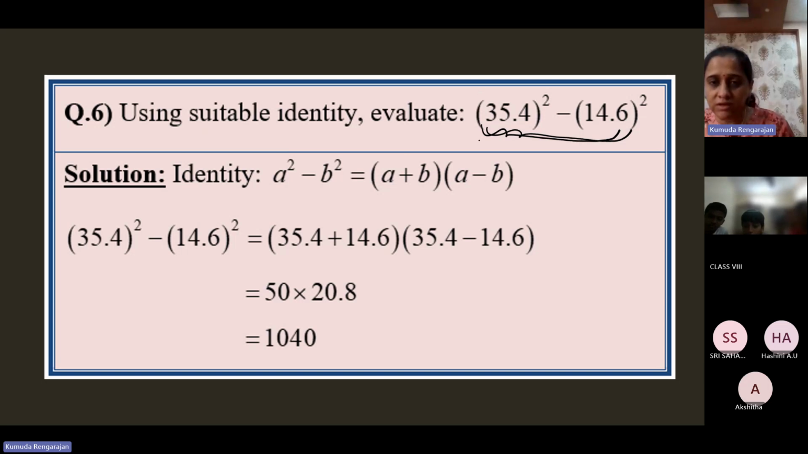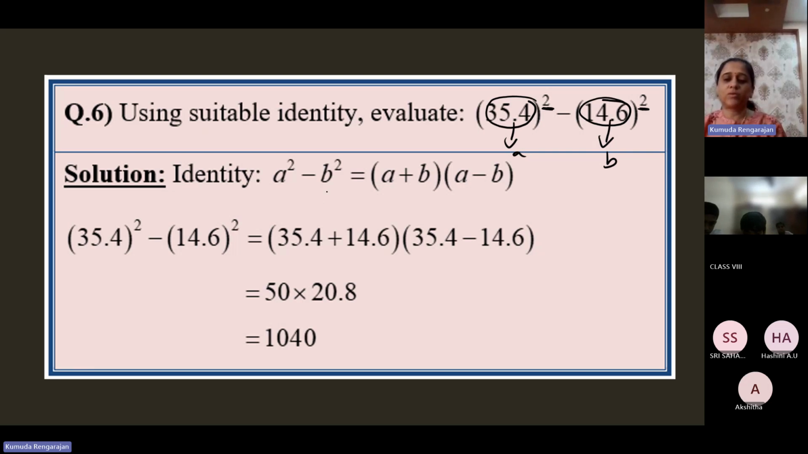Yeah, children. So the given expression is of the form a squared minus b squared. So see, this is a, this is a squared minus this is b, this one is b squared. So this one is a, this one is b. And what is a squared minus b squared? If the question is like this, this is the answer.